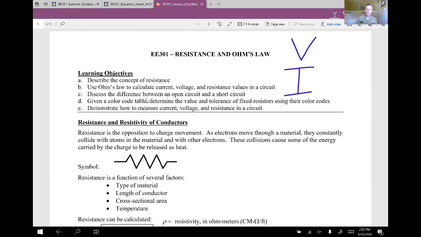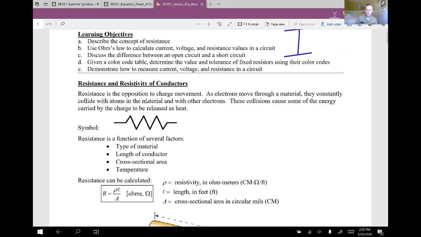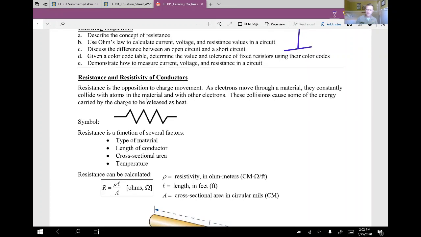If I is the rate of charge, that flow of the electrons, the flow of the charge, then resistance is the opposition to that. So the opposition to the charge movement. As the electrons are moving through, they hit other atoms along the way and they don't just move smoothly through. So in a circuit, this is the symbol for it.